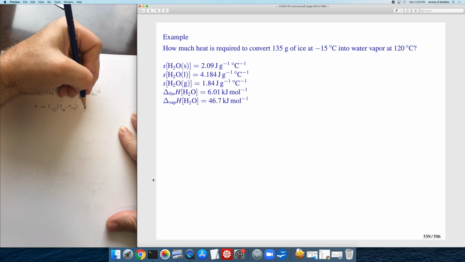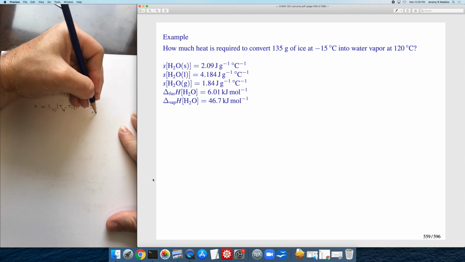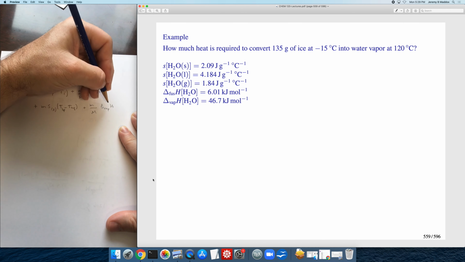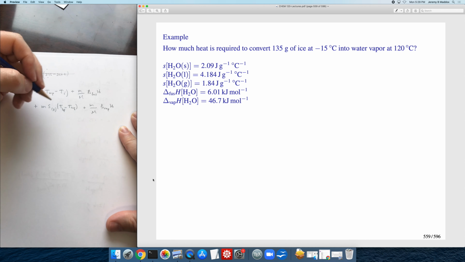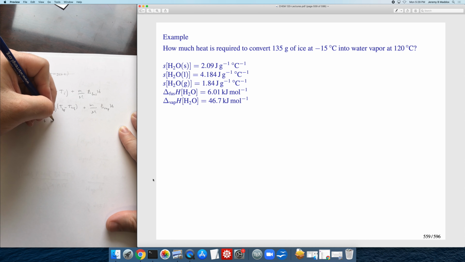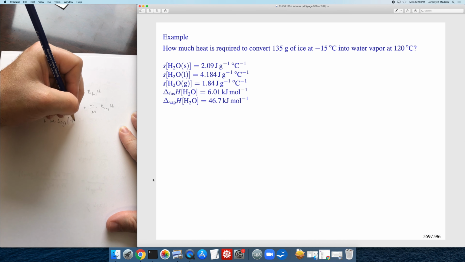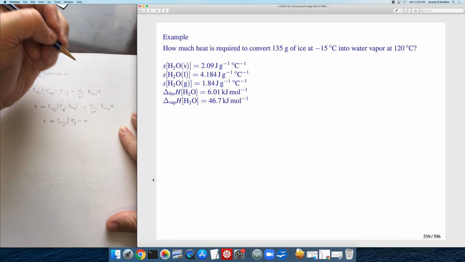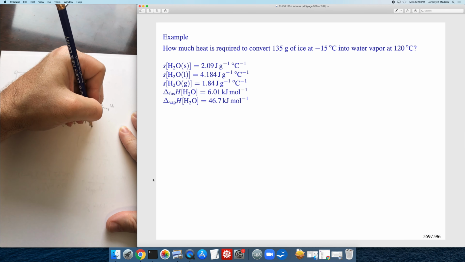Then we are going to boil the water, so we'll multiply by the enthalpy of vaporization times the number of moles. And then finally, we're going to heat up the steam. So the specific heat of the gas, times our final temperature of 120 degrees Celsius minus the temperature of the boiling point.